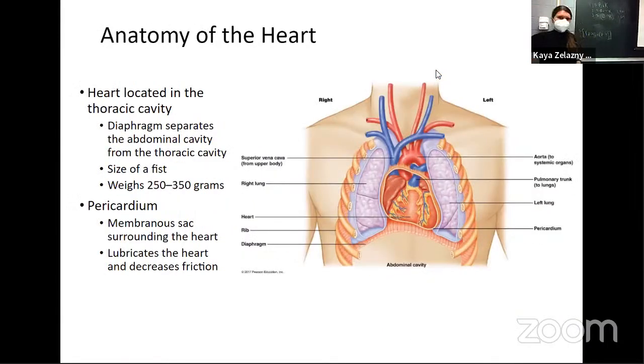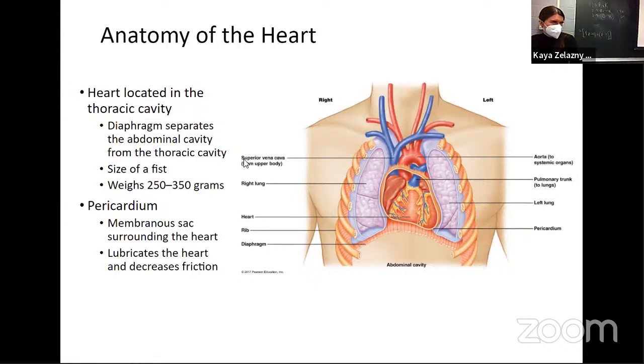So overall, the heart is located in the thoracic cavity, with a diaphragm below it, which helps us control breathing and the respiratory system. It's usually about the size of a fist and weighs 300-ish grams. What we're thinking about now is the layers of the heart.